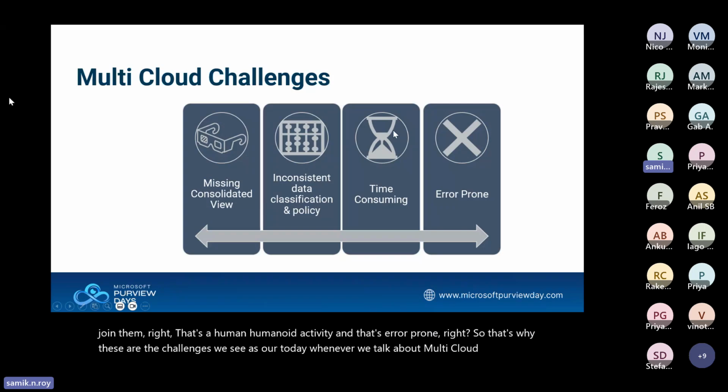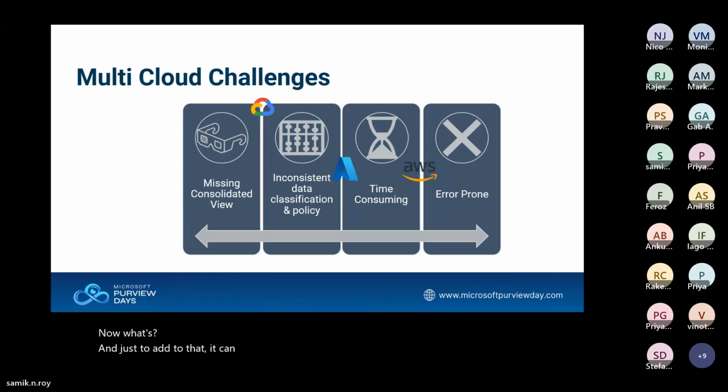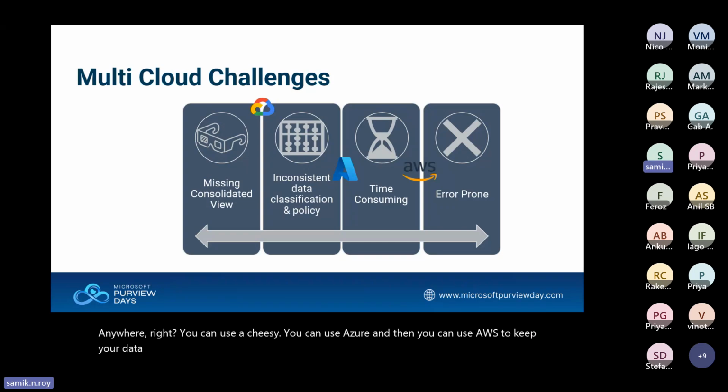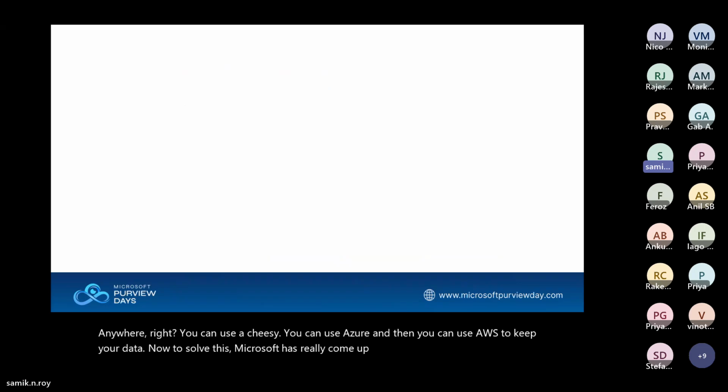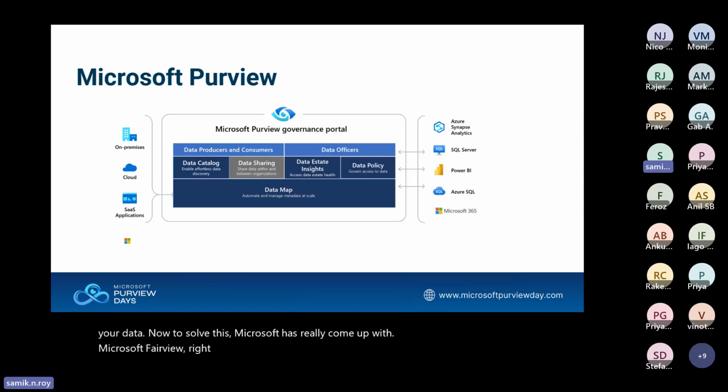Now, just to add to that, the data can be anywhere, right? You can use GCP, you can use Azure, and you can use AWS to keep the data. To solve this, Microsoft has come up with Microsoft Purview. Purview itself is a product which contains multiple different apps to solve different problems inside, and as a consolidated one, it offers a multi-cloud governance solution.